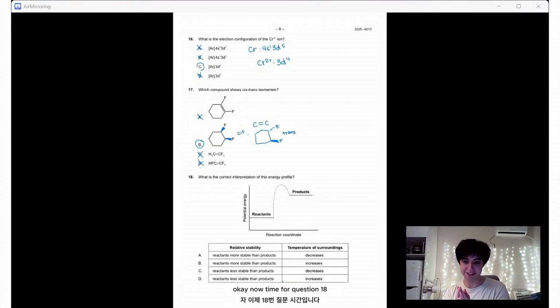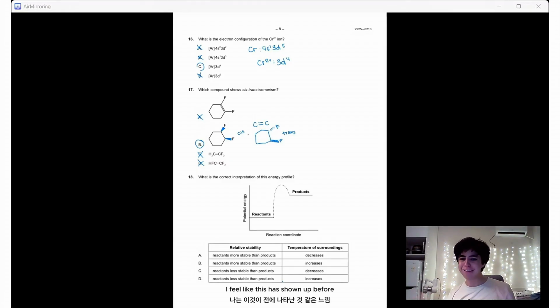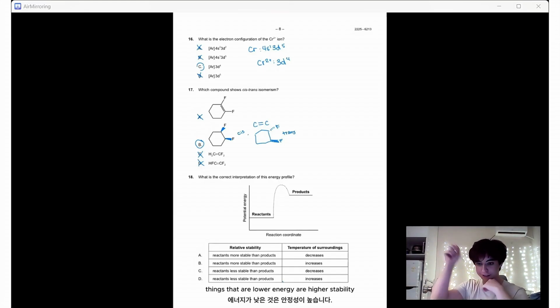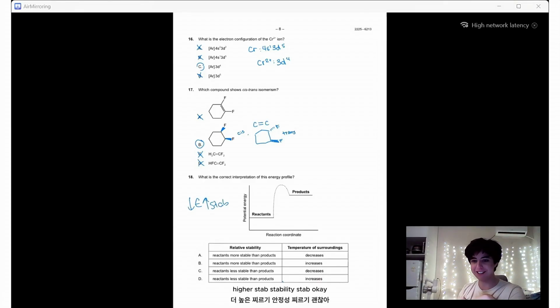Okay, now time for question 18. This question is asking, what is the correct interpretation of this energy profile? I feel like this has shown up before, maybe in a slightly different format. But the big thing to remember with this one is the first part is the relative stability, and things that are lower energy have higher stability. So lower energy, higher stability.